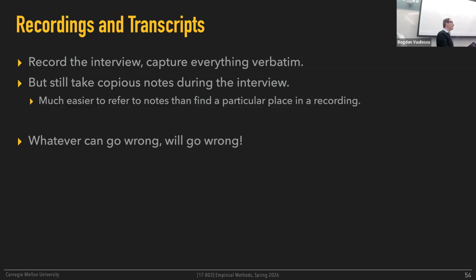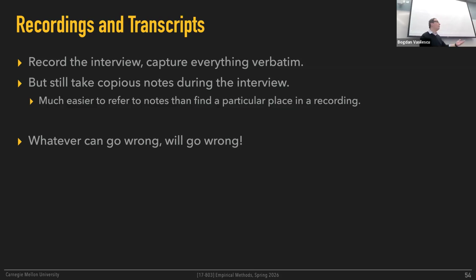You take as detailed notes as possible. But again, you don't want to be too disengaged from the actual interview. The more you take notes, the more you write stuff down, the less opportunity you have to engage, ask follow-ups, and probe, right? So the less present you are, there's a trade-off there. But obviously, you take as many notes as you can during the interview.